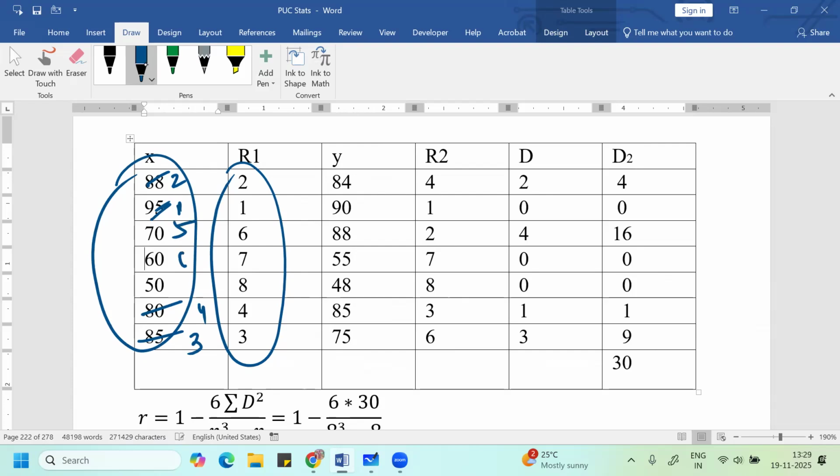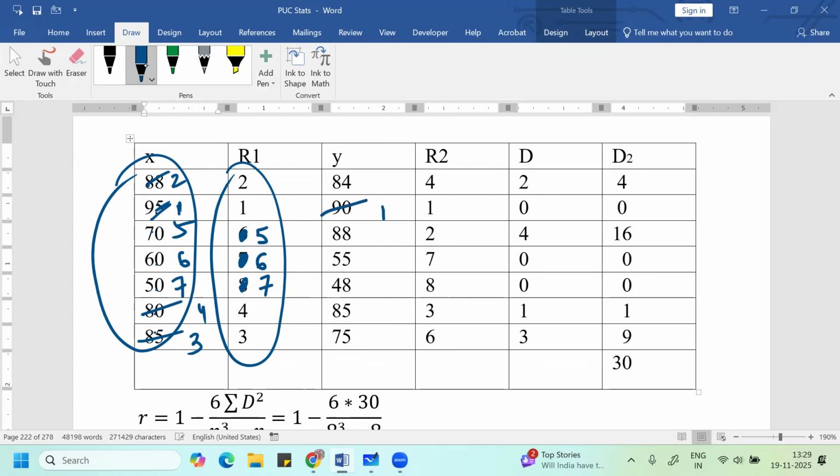Then you have 60, rank 6. Then you have 50, rank 7. So this should be 5, this should be 6, this should be 7. Okay, so 1, 2, 3, 4, 5, 6, 7. Seven variables are there.